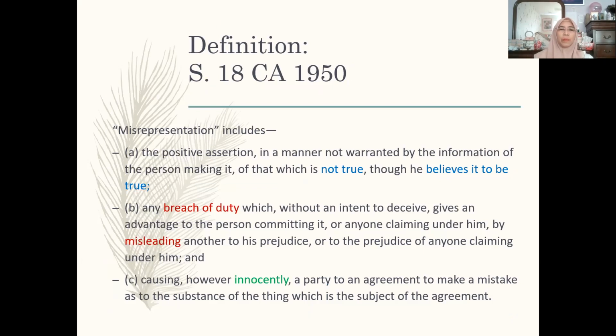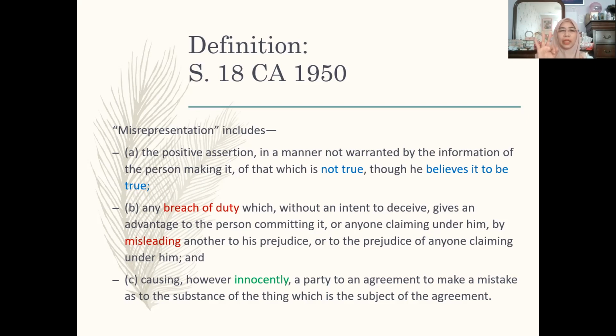Basically, misrepresentation is another vitiating factor other than the ones we have discussed so far, which were coercion and undue influence. So coercion under section 15, undue influence under section 16. Section 17 covers fraud, which is our next topic, and section 18 spells out misrepresentation. This is the reproduction of the provision in Contracts Act 1950.